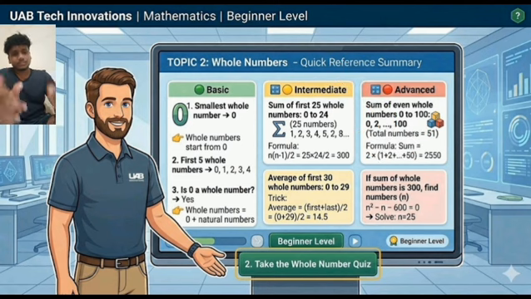If you observe these types of questions, you need to use n square minus n minus 600 is equal to 0. This is a good question. Answer is 25.